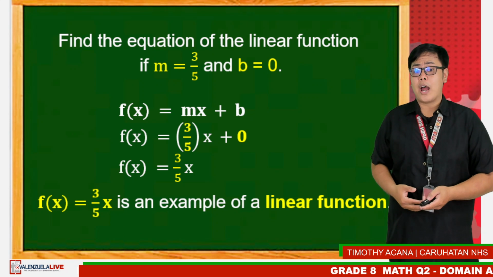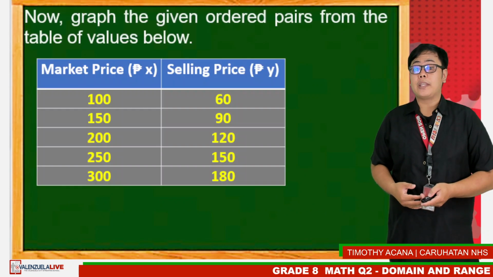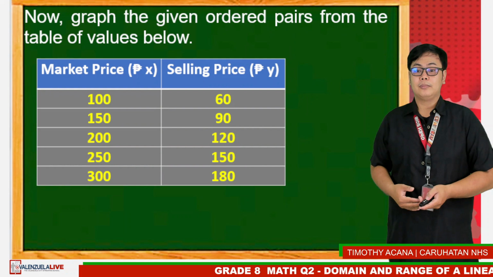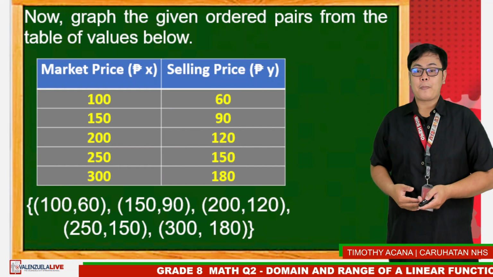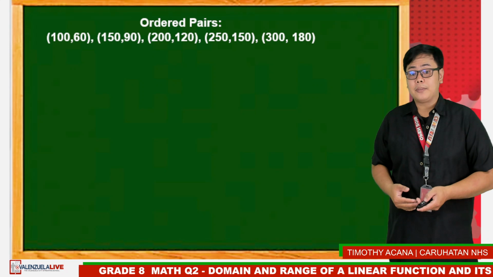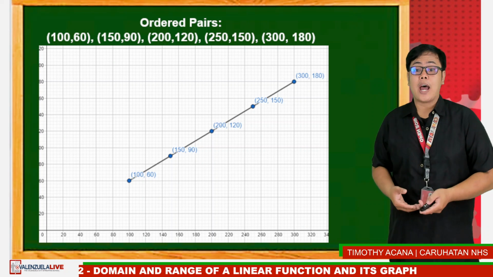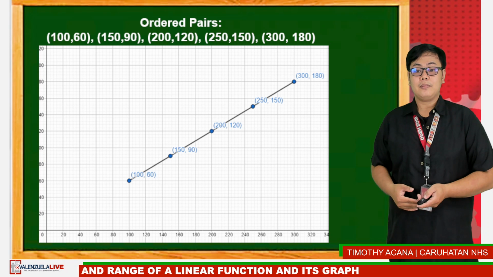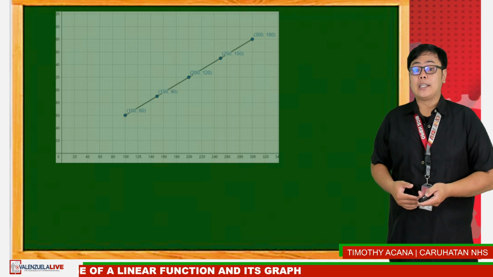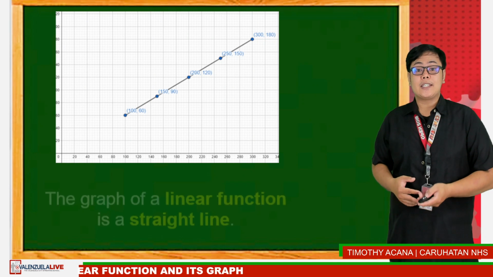Let us now graph the given ordered pairs from the table of values. If we plot and connect the points, this is what the graph looks like. Take note that the graph of a linear function is a straight line.